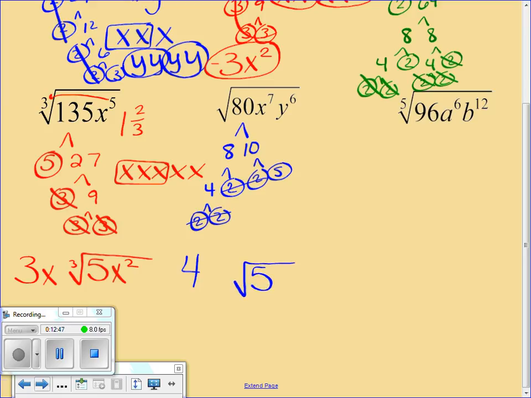X to the 7th. How many come out? 3. So x cubed. How many stay in? Because again, 7 divided by 2 is 3 1/2. So the 3 comes out, the big 3. The 1 is how many stays in. And then my y is 6 divided by 2. It's 3, so y to the 3rd. And there's none left over.